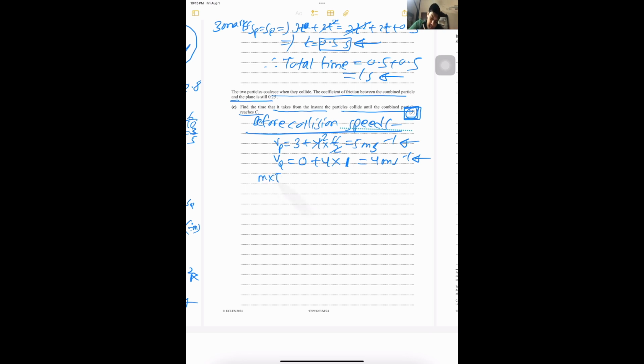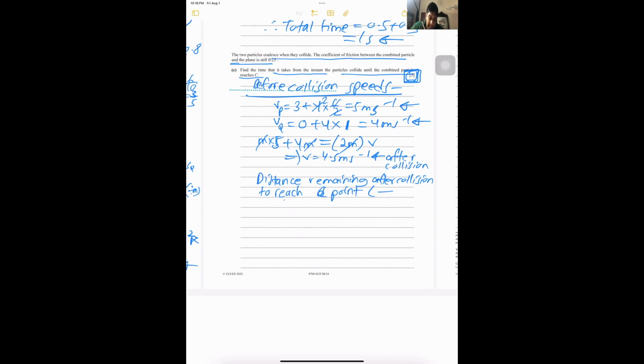Now we'll use the collision theory, the conservation of momentum: m into 5 plus 4m is 2m v, or just cancel the m's. V equal to 4.5 meters per second. This is the speed after collision. So now we have to find out the distance remaining after collision to reach point C.